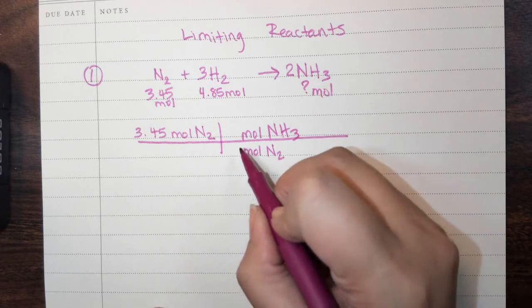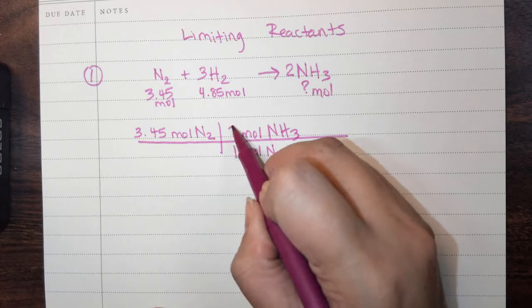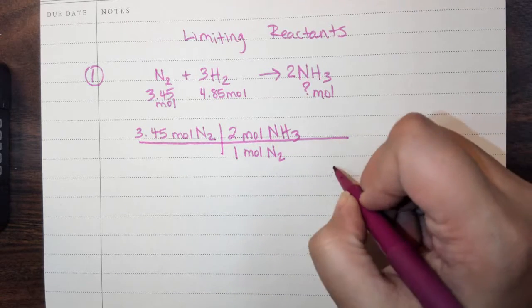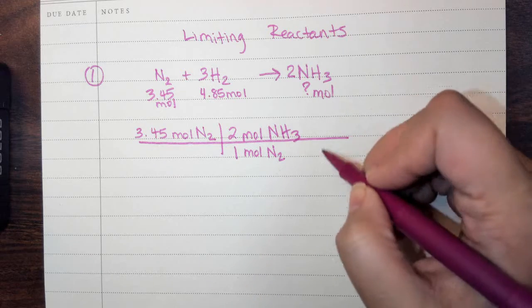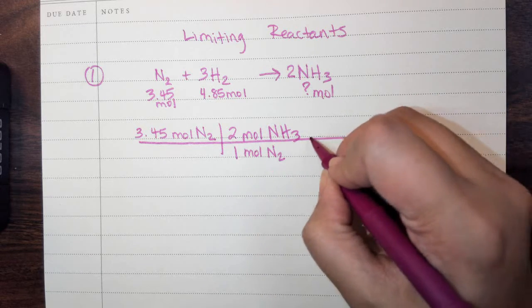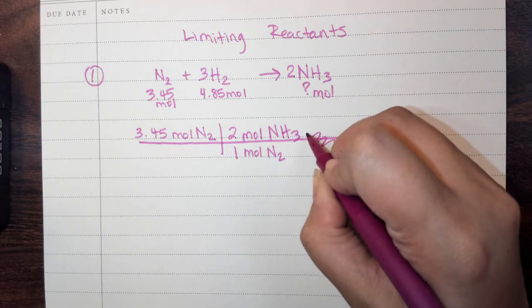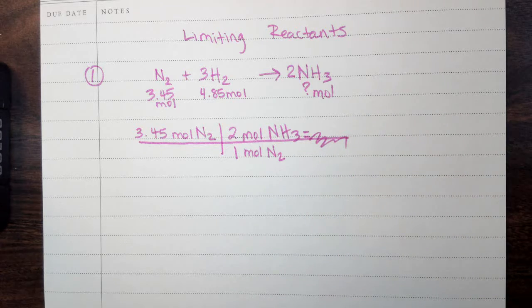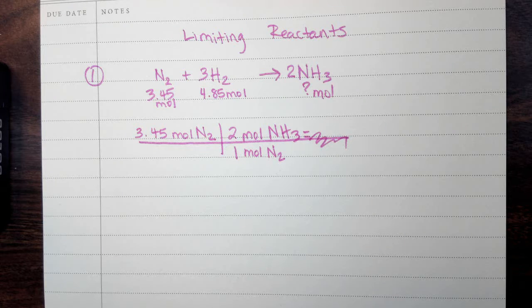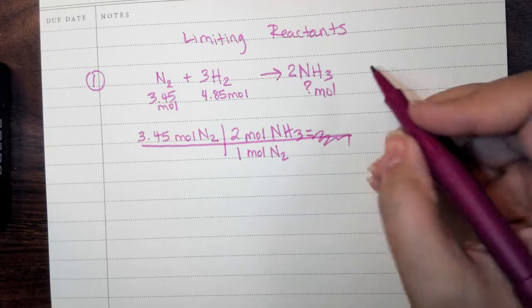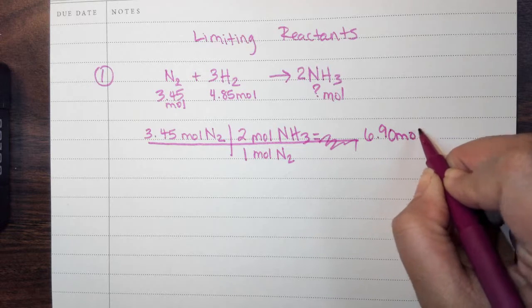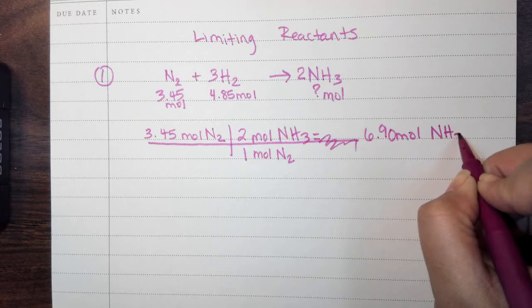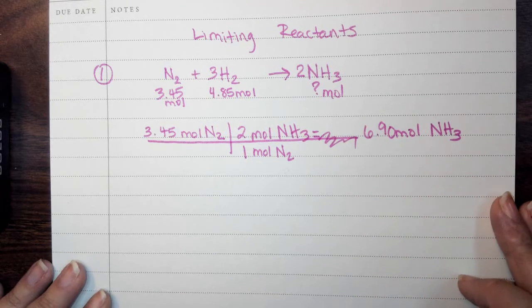So I see that I have a 1 in front of nitrogen and a 2 in front of ammonia. Then I convert to my desired unit. Well, it wants my answer in moles, so I'm already at moles. I don't have to go any further. I can go ahead and plug this into my calculator. And when we plug this into our calculator, we are left with 6.90 moles of NH3, right? So that's how much that can produce.